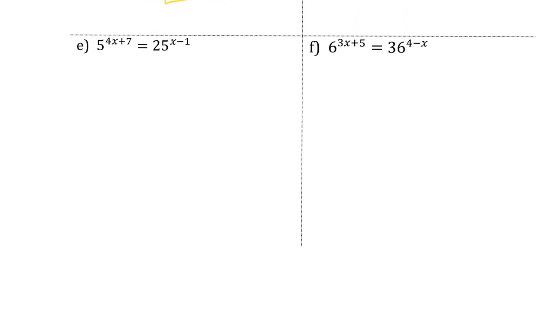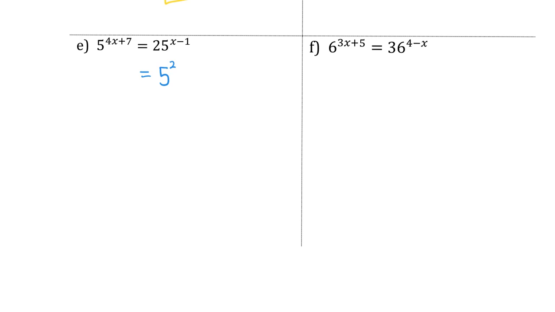Okay, let's look at E. Oh, they are starting to get trickier. They do not have the same base right now. This has a base of 5, this has a base of 25. I'm going to look at the bigger number and see if I can rewrite the 25. 25 is 5 times 5, so it's 5 to the second power. Which is good, except what do I do with the x minus 1?